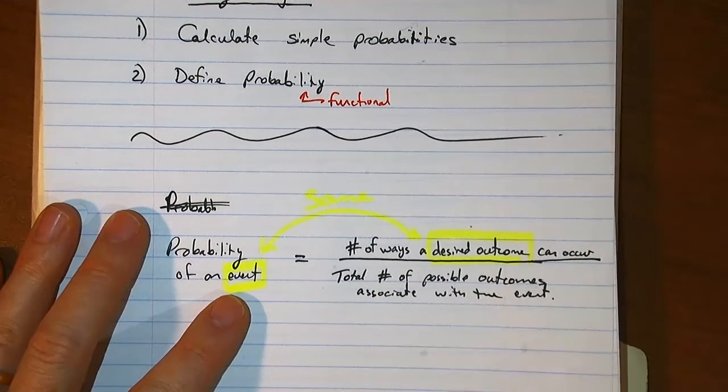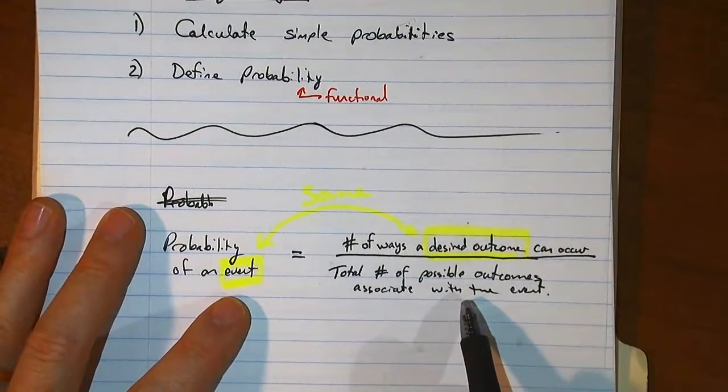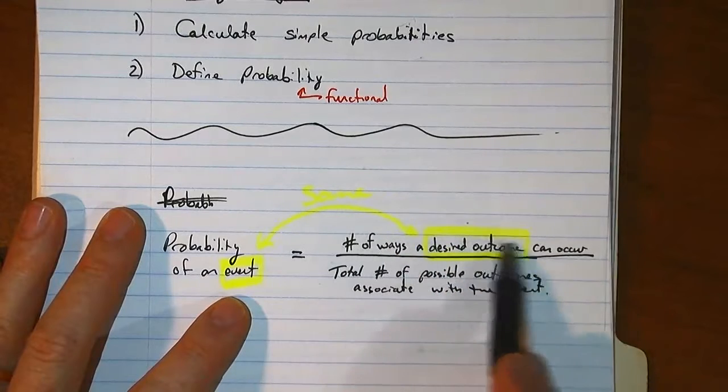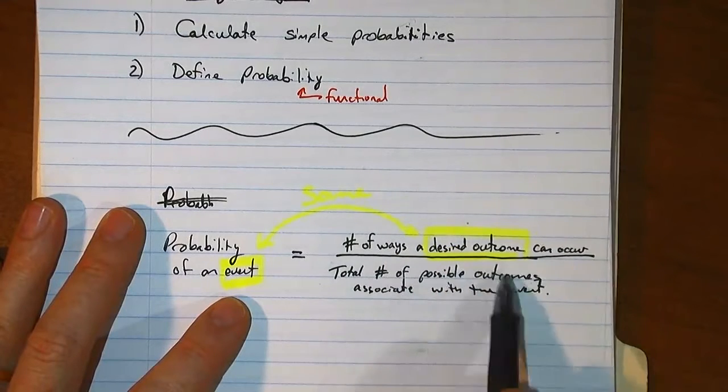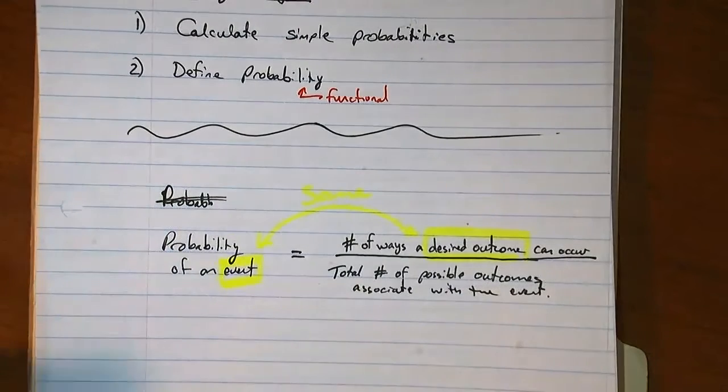So if I buy a lottery ticket and 50 of my friends buy a lottery ticket and they put all the tickets in a barrel and they pull out one winner, then there's one way that I can win, and there's 50 possible outcomes altogether. And so that's what we're talking about.